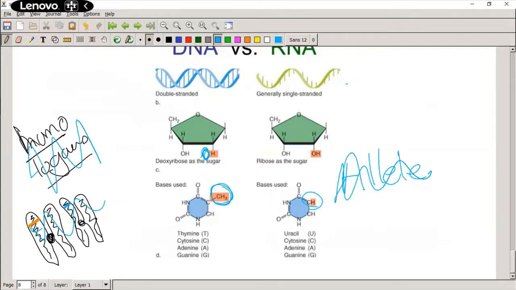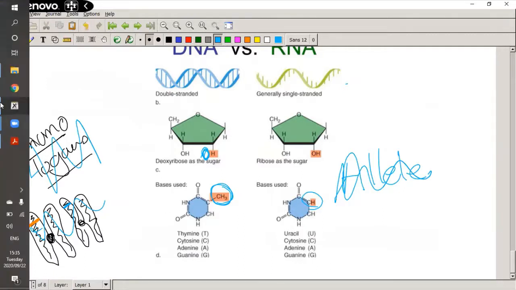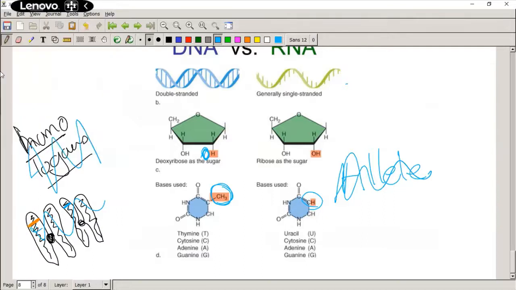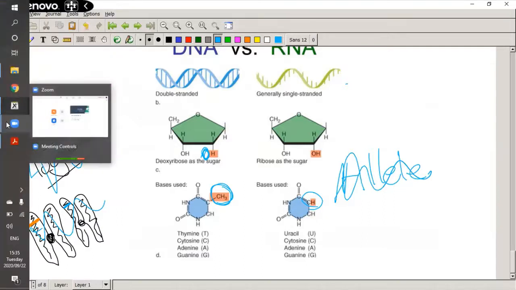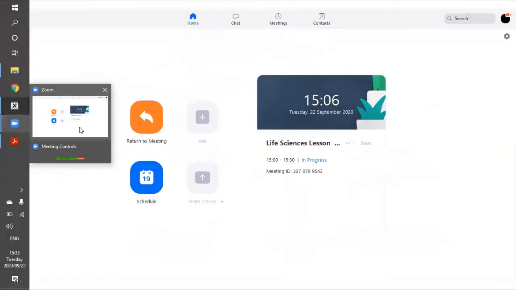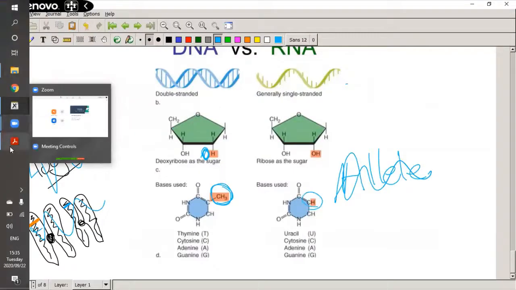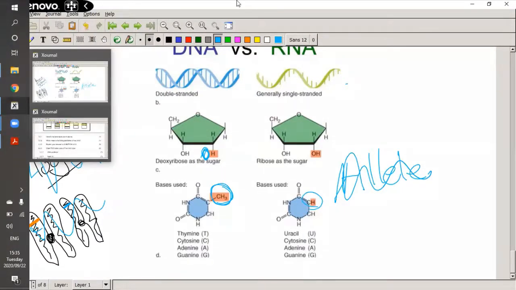Okay, and that, guys, is RNA, very briefly. Next time, we're going to do protein synthesis, and that's why you need to go through RNA first, but there's not enough time to go through RNA and protein synthesis. So guys, next time, protein synthesis is what we're going to go through.